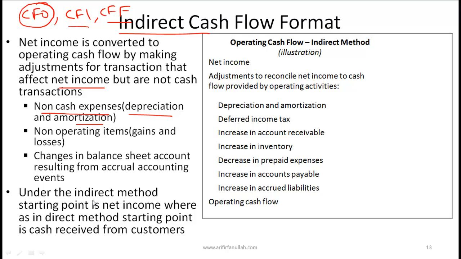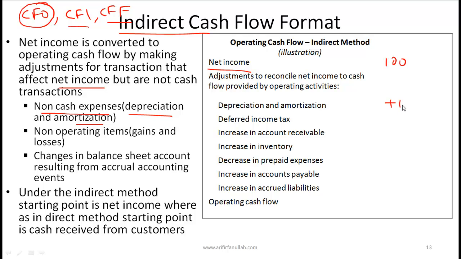Under the indirect method, the starting point is net income, whereas as you saw earlier in the direct method, the starting point was cash received from customers. Starting point is net income. Let's say that net income is 100 million. Now we need to make adjustments to reconcile net income to cash flow provided by operating activities. These are just some examples. Depreciation and amortization. Say you have depreciation and amortization worth 10 million.